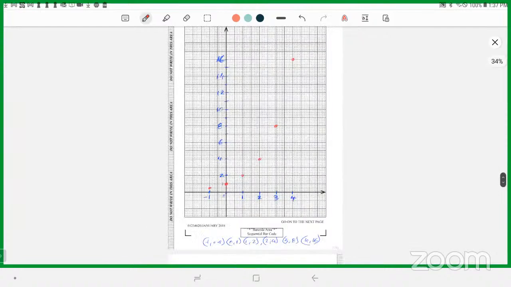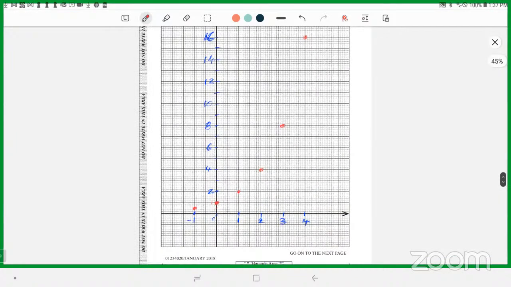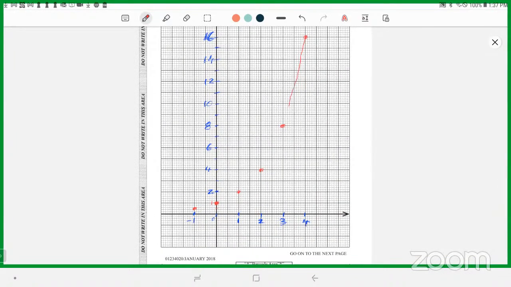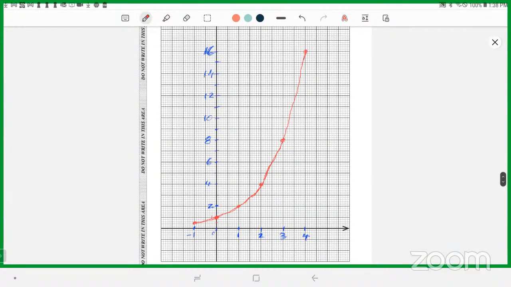So basically, draw a smooth curve through those points. So I'm just gonna draw it like this. I'm doing this with my free hand. You're gonna have to do it with the free hand as well. Don't put any ruler on it. It's not a straight line graph. It's a curve. So just draw the best curve that you can.